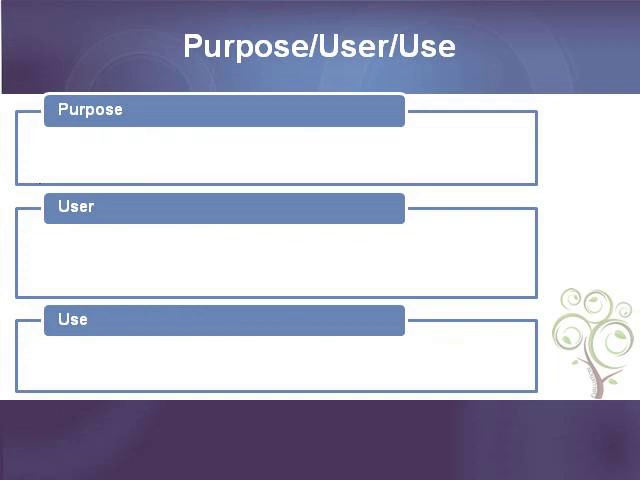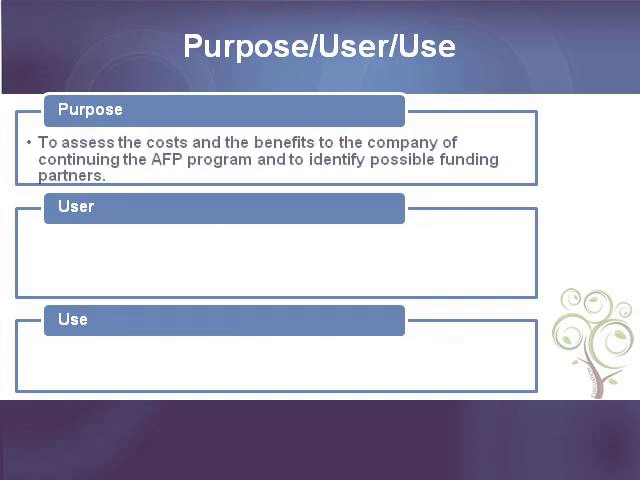Here's what I came up with. The purpose of this evaluation in this case, unlike scenario A and scenario B, is to assess the costs and the benefits to the company of continuing the AFP program and to identify possible funding partners. I think because the company understands it's going to incur a lot of costs if it's funding this solely by itself. Who's going to use this information?